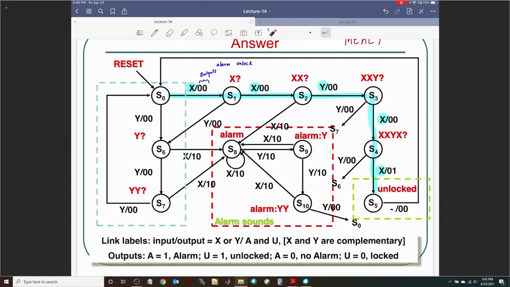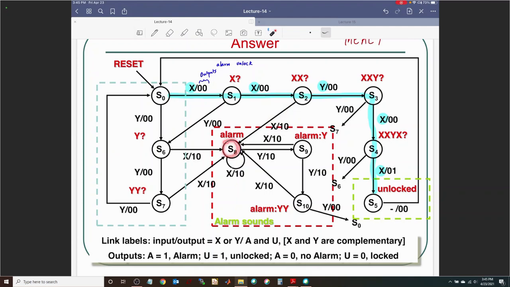Well, if you press X for the first time, okay. For the second time, okay. For the third time, if you press X, that's a problem. So X, X. If you press X for the third time, you go to this other state S8 in which you will alarm. Don't unlock, but alarm. Now you are in S8, where there's an alarm going off.